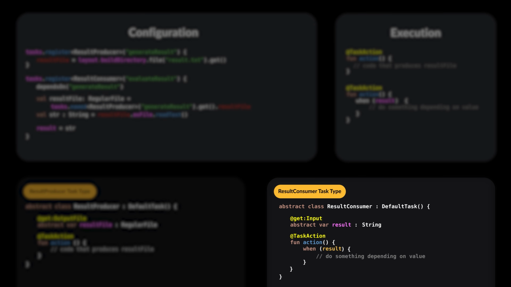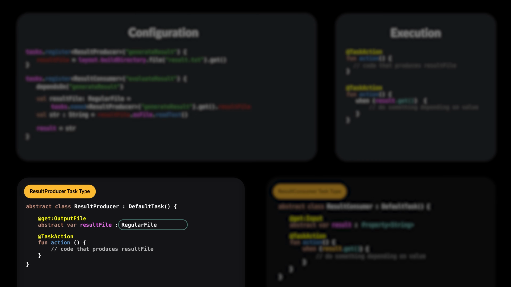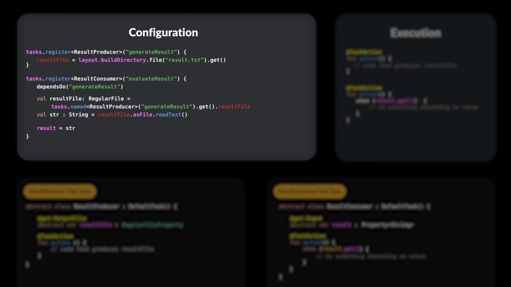In the result consumer task type, we can change the result to be a property of string. This means in the configuration, we can tell it how the string will be evaluated, but defer the evaluation till the get method is called, which we can do in the action. So the evaluation will be done in the execution phase when the action is run, not in the configuration phase. We need to change the result producer task type to use regular file property. We won't need to make any changes to the generate result task as layout.buildDirectory.file actually returns a provider of regular file already.